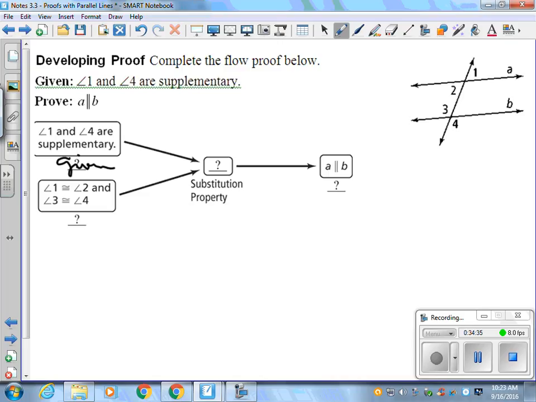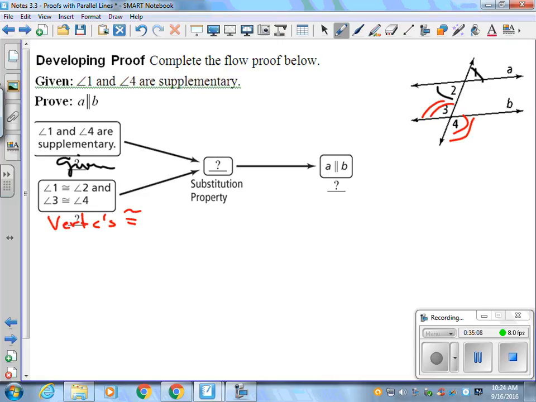So we need to look at the picture and see what this box is all about. It says 1 and 2 are congruent, and then it says 3 and 4 are congruent. What kind of angles are they? Oh, okay. Vertical angles are congruent. There's your reason. So in the box is the statement, and underneath it is the reason for that statement.